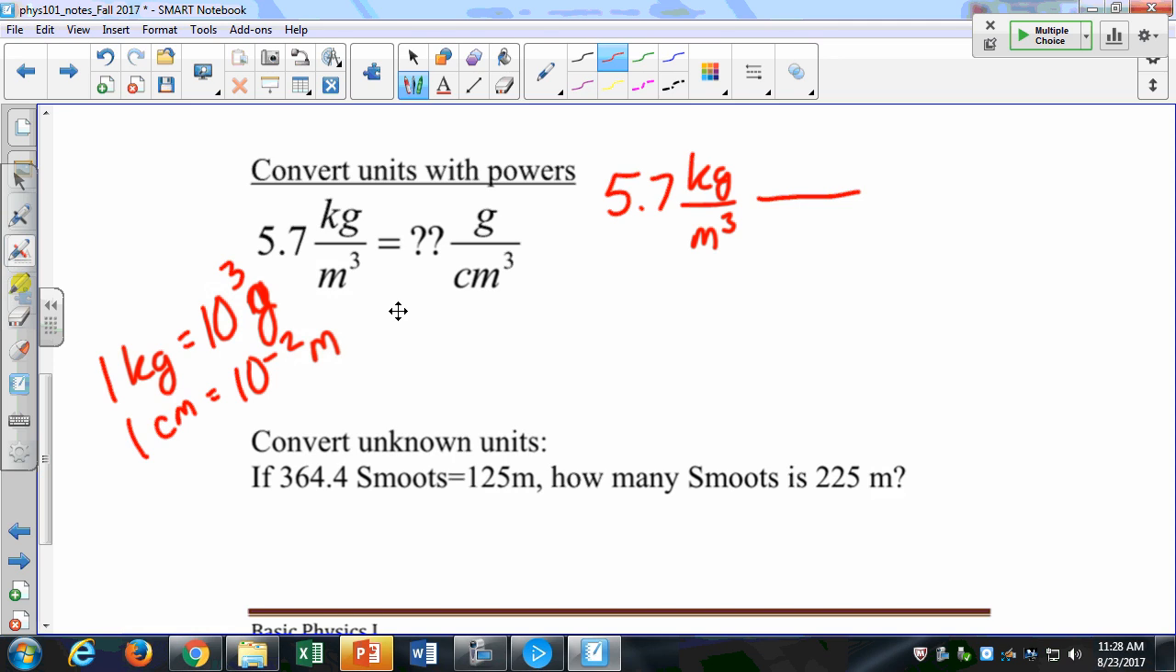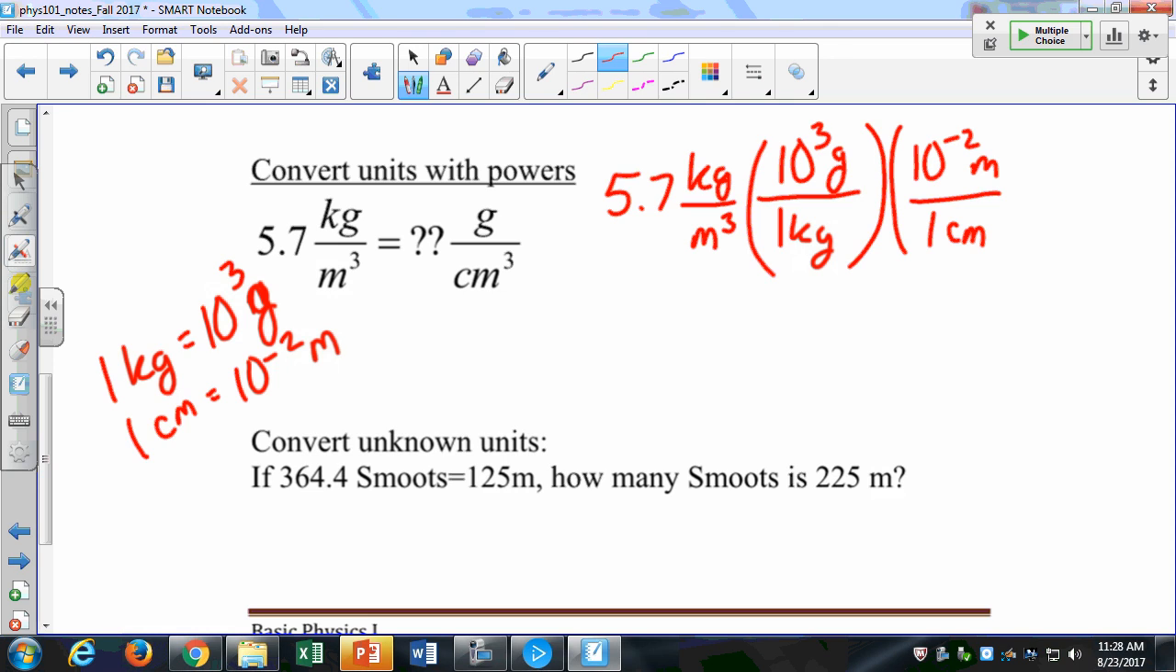Okay, so now I put in my conversion factors. I have 1 kilogram here, and 10 to the third grams. And then over here, I have 10 to the minus 2 meters divided by 1 centimeter. I multiply these out, and I look at my units. So let's go through and just check our units. I have kilograms here, and it leaves me with grams. But then I come over here, and I want to cancel out the meters. Does it cancel out with the meters in the denominator?